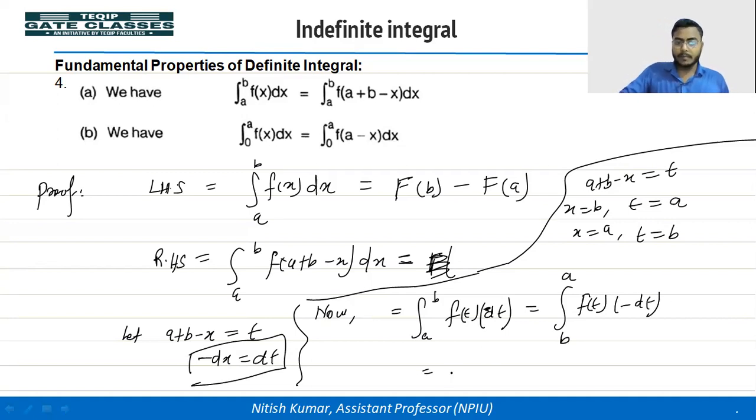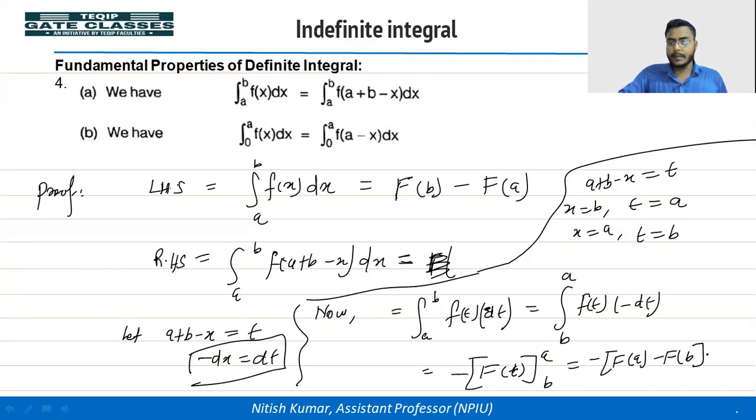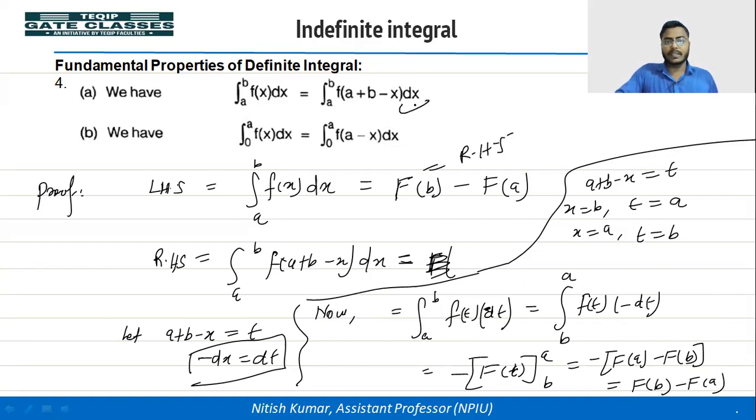Now we can write minus f of t, with upper limit a and lower limit b. So we can write minus f of a minus f of b, minus into f of b minus f of a. See, it is equal to the left hand side, so we can say this will be true.